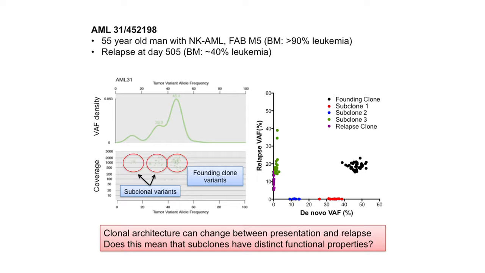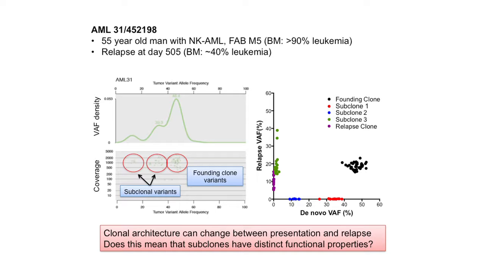When doing that, we see a pretty remarkable picture of subclonal architecture changing with disease progression. On this figure, I'm showing a scatter plot. On the x-axis, I'm showing the variant allele fraction at presentation, and on the y-axis, the relapse sample. The black points represent these founding clone variants that are present in every cell, and the other colored points are subclonal variants. You can see that the subclones that are present at about 35% and 10% at presentation are now completely absent at relapse. So they're no longer there.